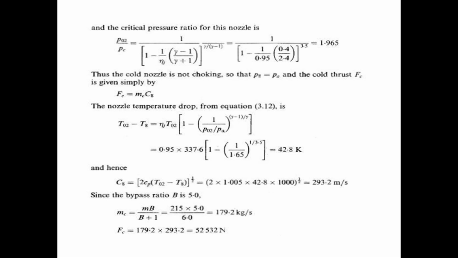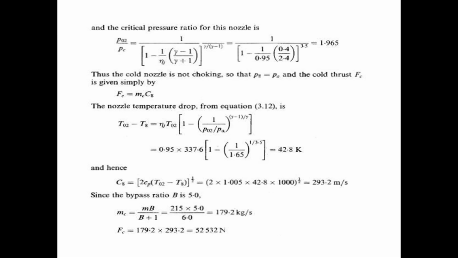T08, which is equal to the nozzle efficiency times T02 into 1 minus 1 over P02 by PA raised to power gamma minus 1 by gamma. So the nozzle efficiency is 0.95, T02 is 337.6 and P02 by PA is 1.65 raised to power 1 over 3.5. So T02 minus T08 is 42.8 Kelvin.